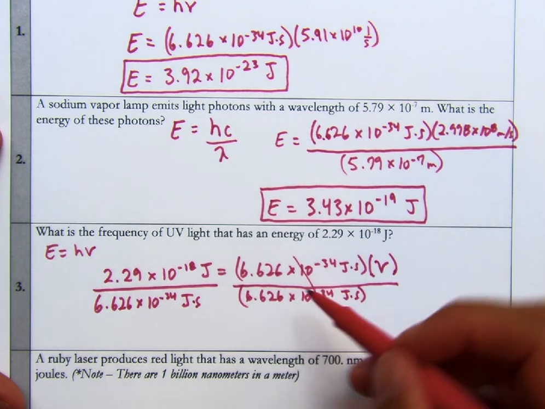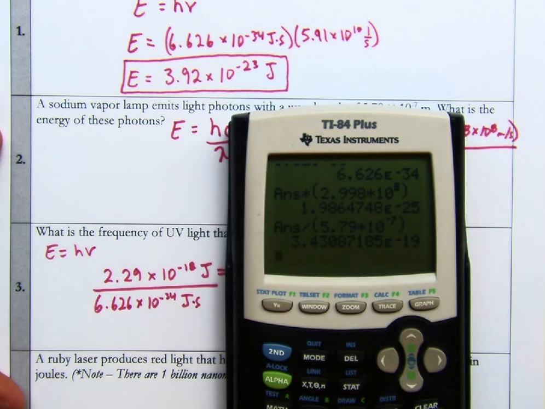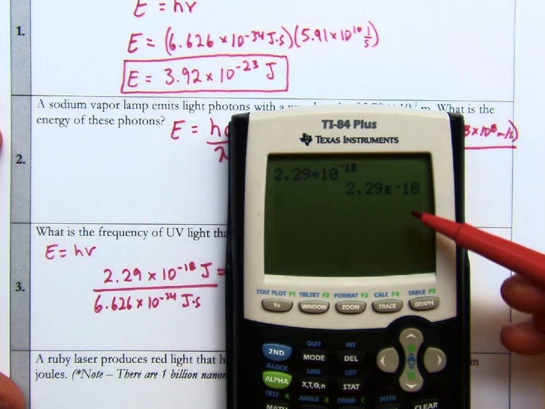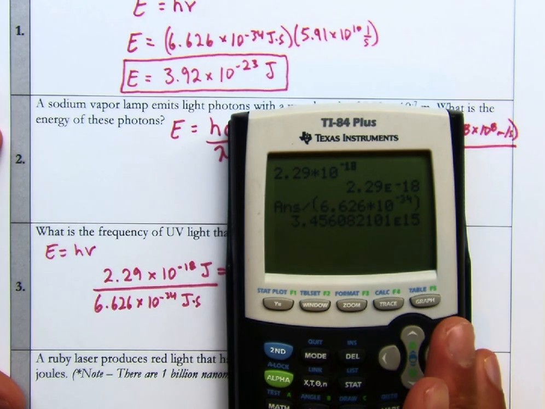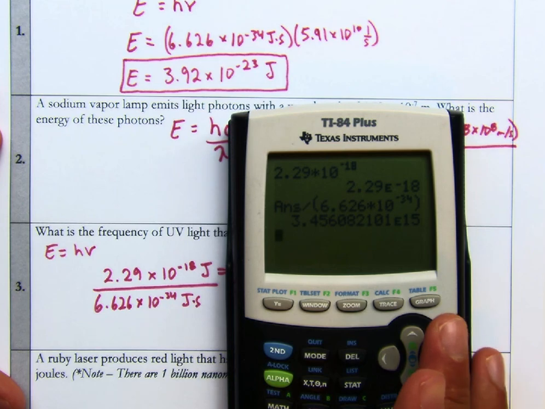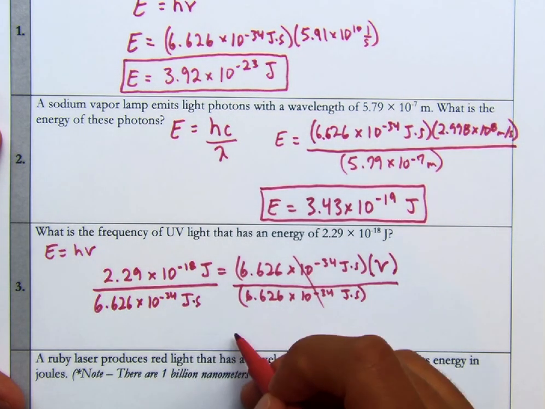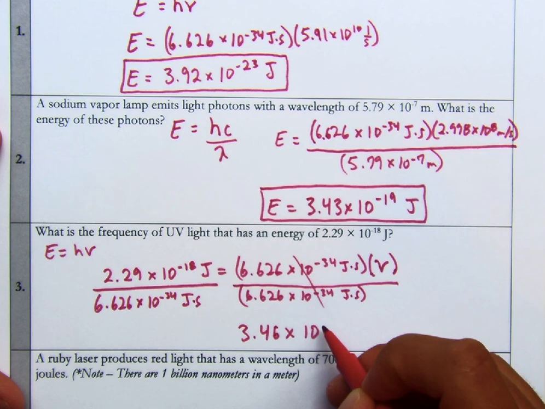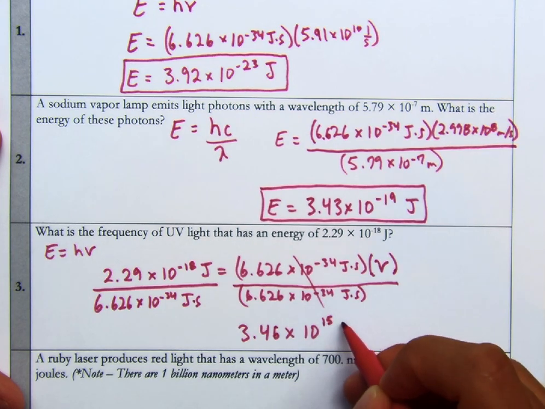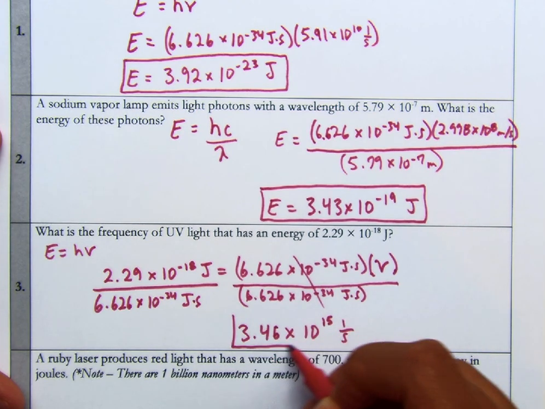So let's do this. 2.29 times 10 to the negative 18. Okay, so that's our energy per photon. It's going to get divided by Planck's constant, 6.626 times 10 to the negative 34. And what we get, going to 3 sig figs, is 3.46 times 10 to the 15. And that's hertz or inverse seconds. That is our unit of frequency.